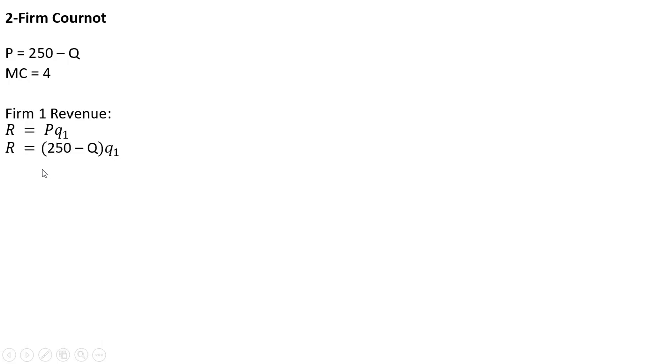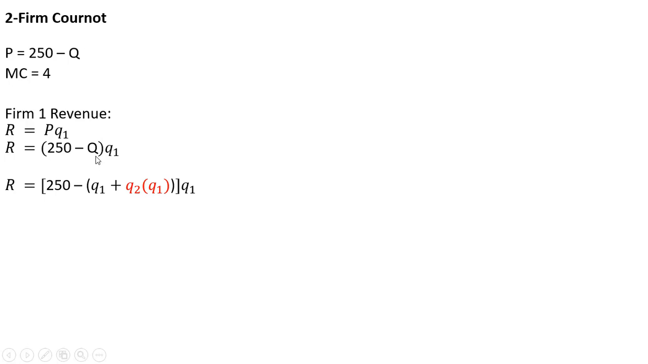So we're going to have this two-firm Cournot. Here is the market inverse demand. Each firm has a marginal cost that is constant at $4. Firm 1's revenue will be price times its output. Q subscript 1 is firm 1's output. So substituting 250 minus Q in for the price, firm 1's revenue looks like this.